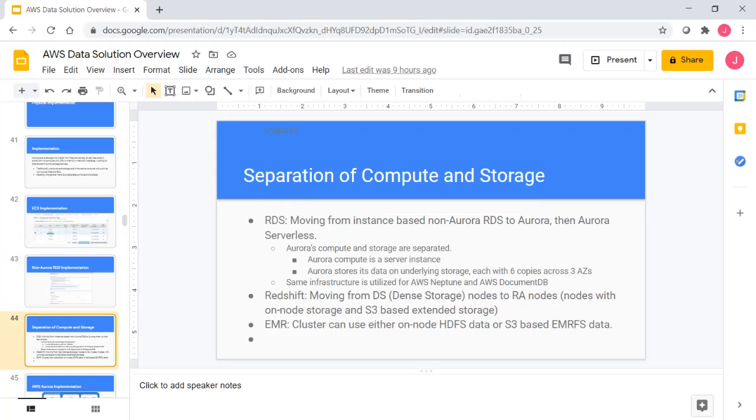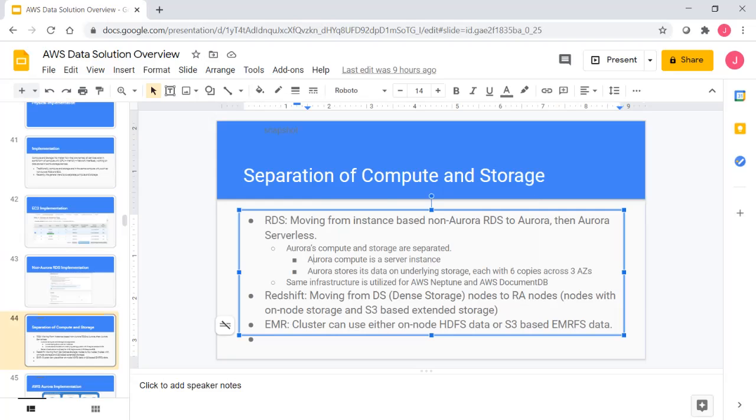The trend is moving towards the separation of compute and storage. By doing this, we're referring to, like in RDS, moving from an instance-based non-Aurora RDS to Aurora. And then later on, we will even move further to Aurora Serverless. Aurora is a relational database that separates the compute and storage. They do have a server instance, just like non-Aurora RDS. But in this server instance, you do not directly associate, you do not define the storage.